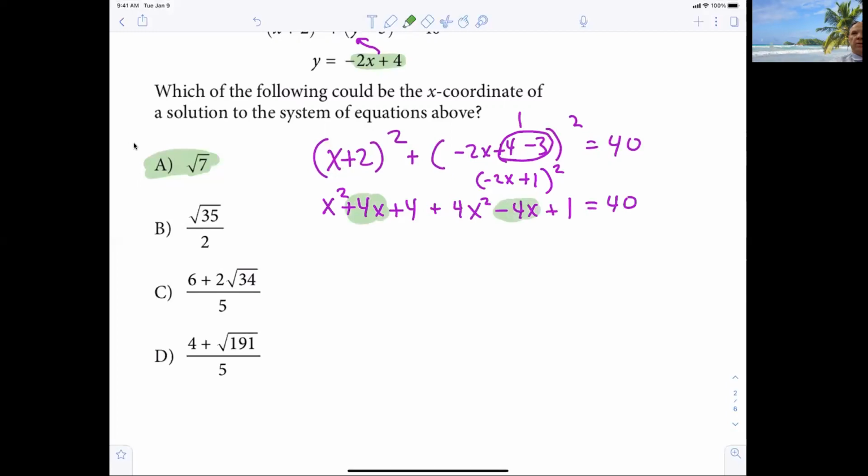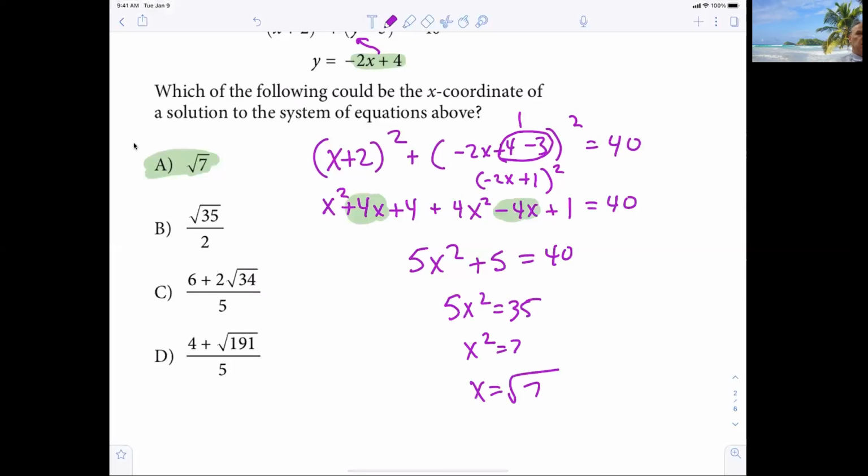Yeah, that cancels out, right? So how many squares do we have? 5x squared plus 5 equals 40. So you're correct. 5x squared equals 35. X squared equals 7. Wow. Look, if you can do that, you're excellent. All right, seriously, that's very good if you got that.